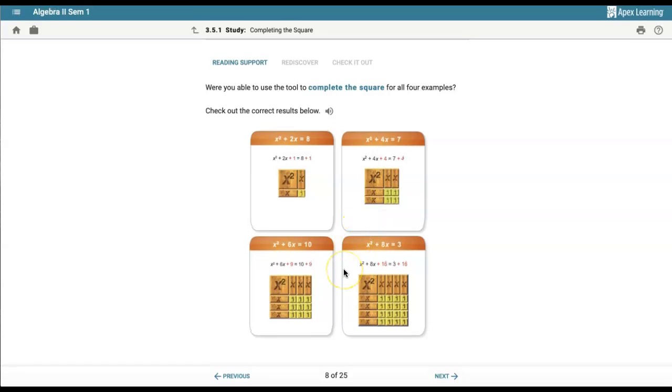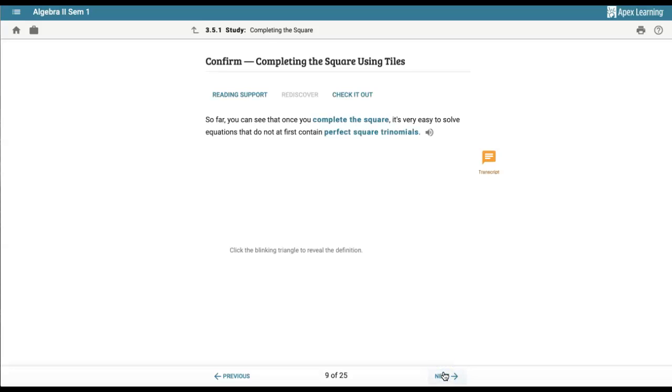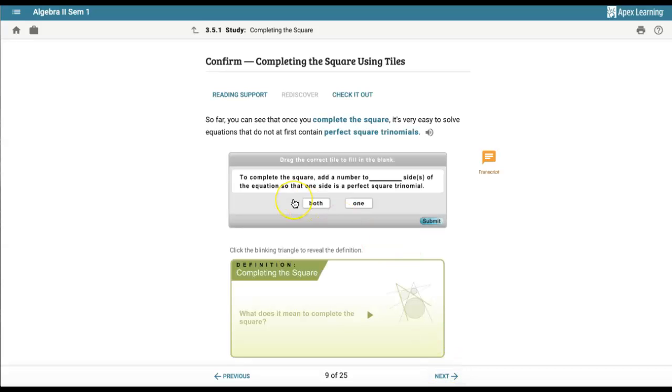All right, and now once we've completed the squares, we are then able to factor. Okay, we can factor, we can separate into two equations, and we can solve from there. All right, now to complete the square, you have to add a number to both sides of the equation so that it's a perfect square trinomial. I wish it was only 1. We got to add it to both. We've got to keep it even.